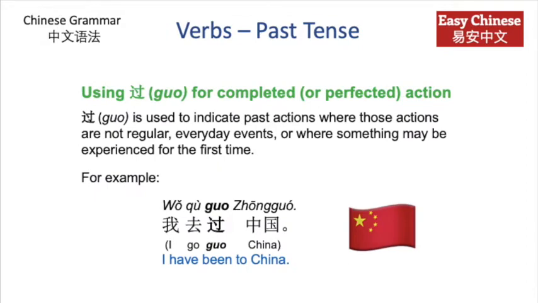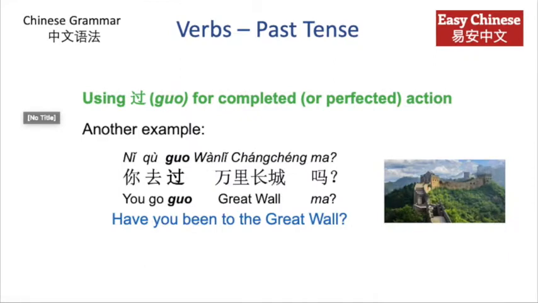Using guo for completed or perfected action. Guo is used to indicate past actions where those actions are not regular everyday events, or where something may be experienced for the first time. For example, 我去过中国. I have been to China. Another example, 你去过万里长城吗? Have you been to the Great Wall?